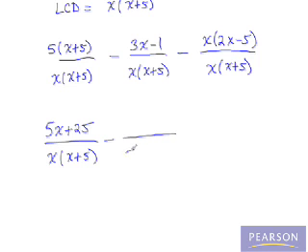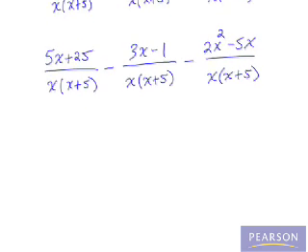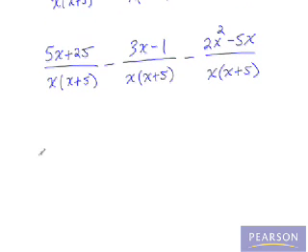minus the middle fraction, denominator will be x times x plus 5, and the numerator cannot be simplified yet for that fraction. It stays 3x minus 1, minus our final fraction, denominator is x times x plus 5. Numerator will be 2x squared minus 5x. And now that we have a common denominator, we will write this all out as one big fraction.